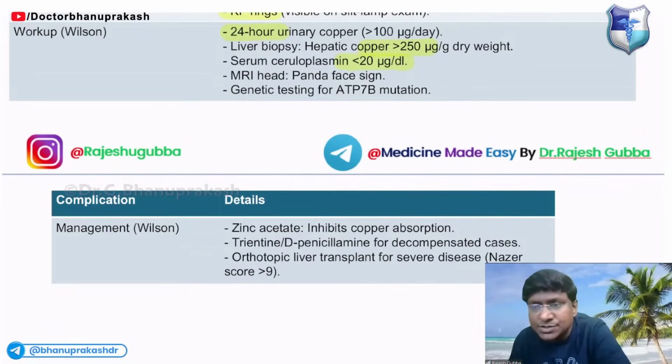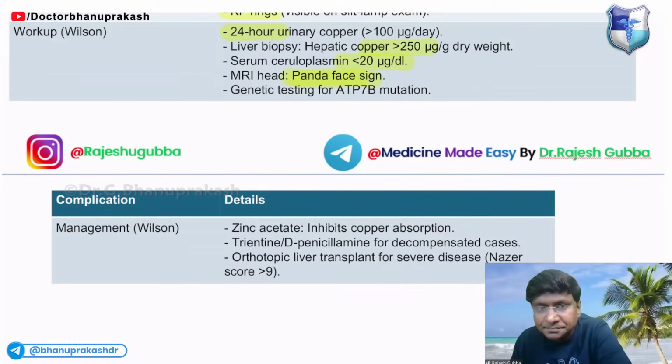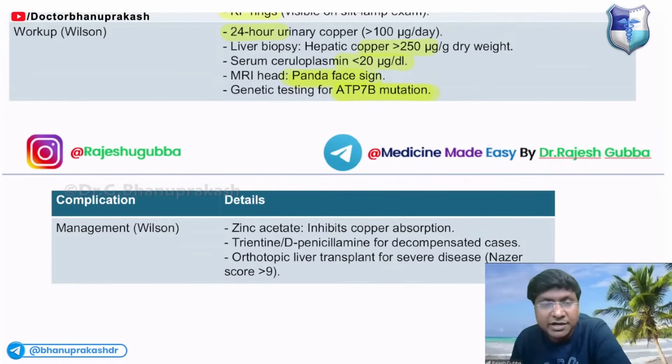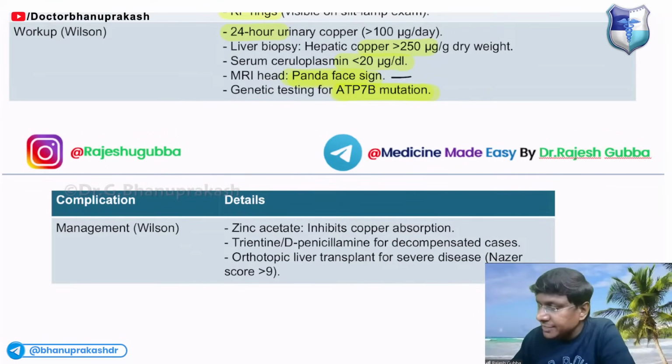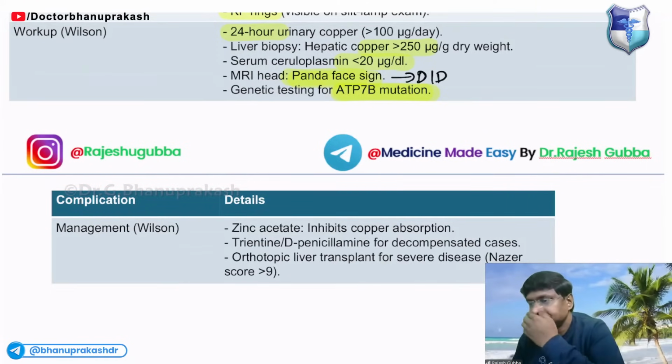That is a problem in Wilson's due to the ATP7B gene mutation. MRI, face of panda sign. Genetic testing is the one which will confirm that it is Wilson's, where you have a problem in ATP7B, right? Now, can anyone tell me differential diagnosis for face of panda? Differential diagnosis for face of panda sign. Anyone?